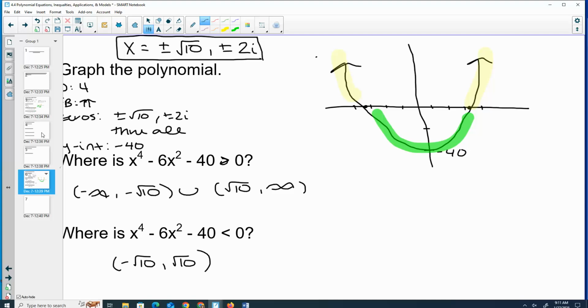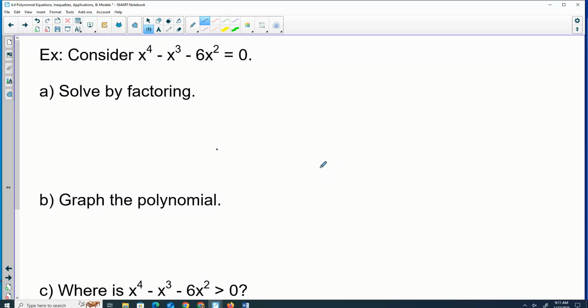Let's do this problem. If I asked you to solve this by factoring, could I even do P's and Q's on this? P comes from the constant. Is there a constant? No. What would you do here?